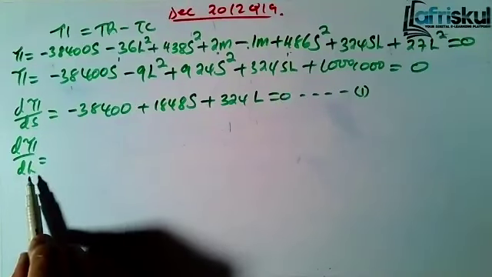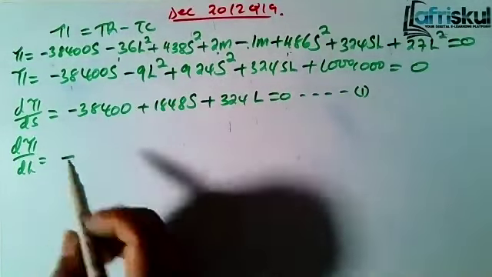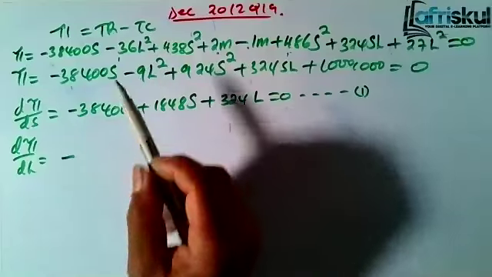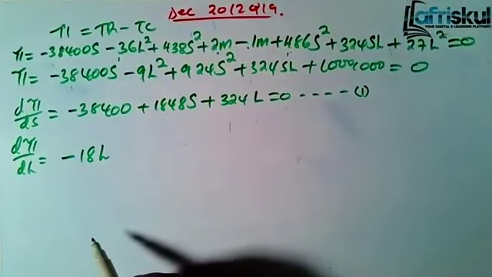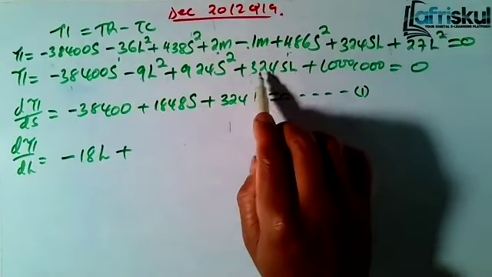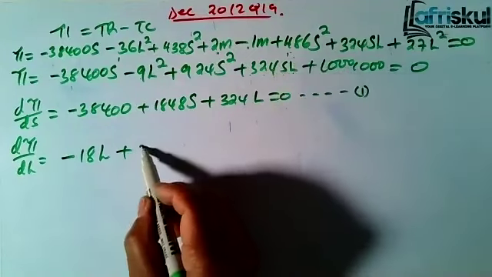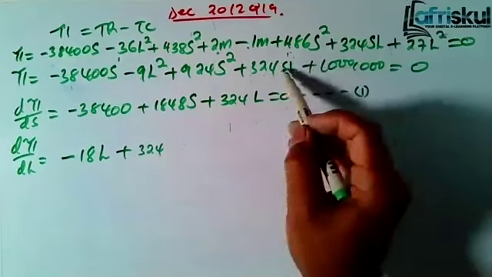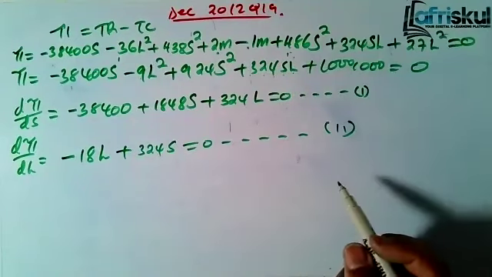Now let's differentiate in respect of L. So in this case, we have L, so itakuwa minus 2 times 9, you get 18L plus, we have another L here. So it's 324SL. We are differentiating in respect of L. Kwa hivyo L, it's 1 times 324, you get 324. L inaisha, unabakia na S is equals to 0. You can call it equation number 2.